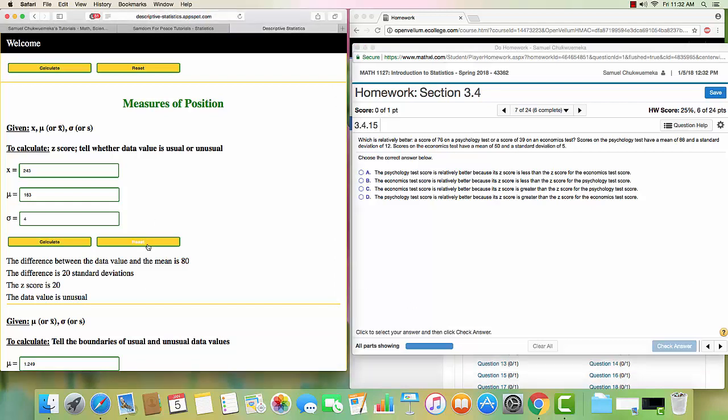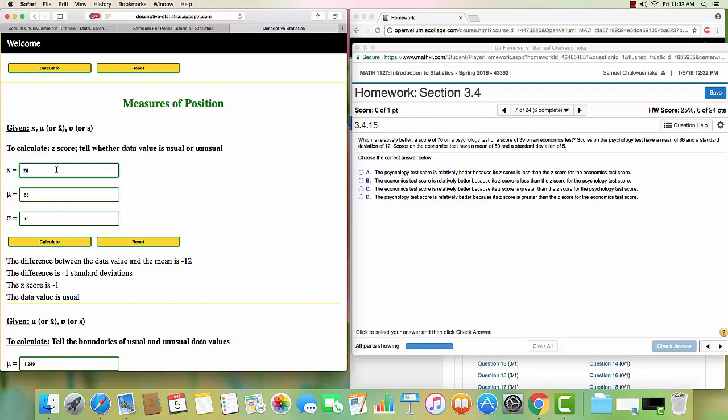We are going to still use this calculator. So let us get the one for the psychology. The score is 76. The mean of the scores is 88. And the standard deviation of the scores is 12. Enter. So here the z-score is -1. Okay, just take note of that.